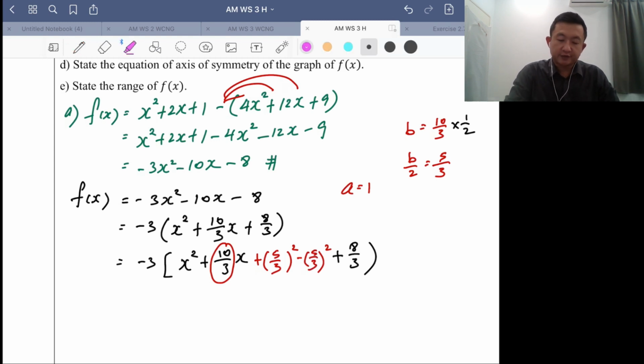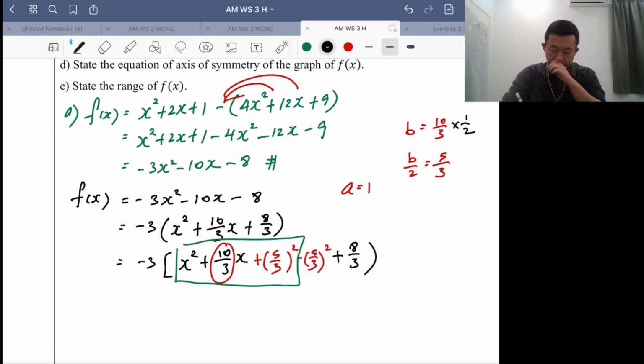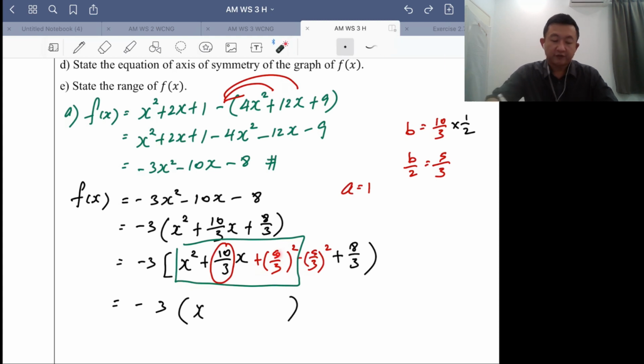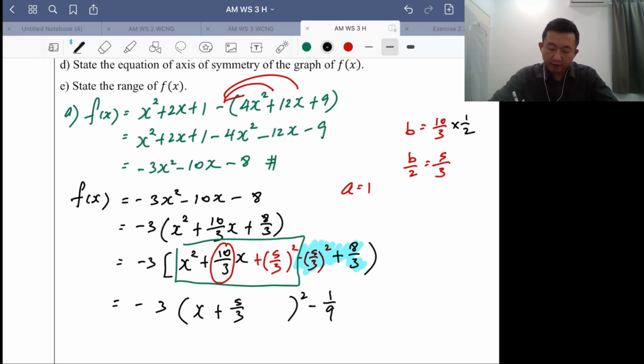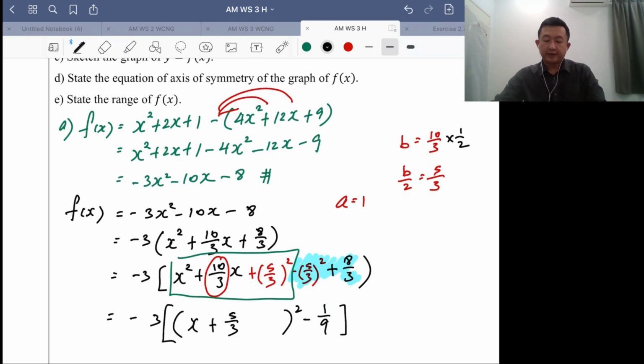Always remember the first 3 terms will be factorized into a perfect square. Must start with x, and you are putting in whatever is written in the brackets. 5 over 3 squared. Okay. Now this is the part where you need to leave it to your calculator. Negative bracket 5 over 3 squared plus 8 over 3. What do we have? -1 over 9. Okay, oh, there's a bracket outside. Don't forget about that.